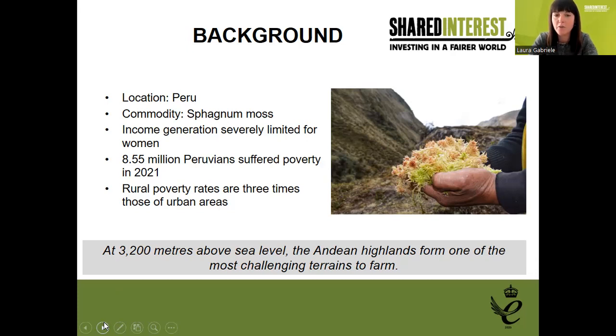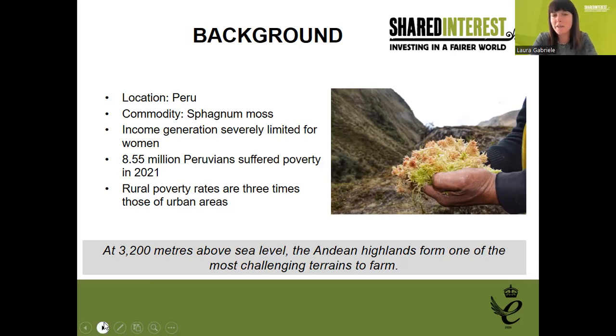In the Andean Highlands at 3,200 meters above sea level, this forms one of the most challenging terrains to farm. The challenge of growing agricultural production while also conserving or improving the natural environment is becoming increasingly important. And in this region, women are traditionally responsible for livestock management as well as looking after their household. Historically, the challenging altitudes and landscapes severely limit their income opportunities.